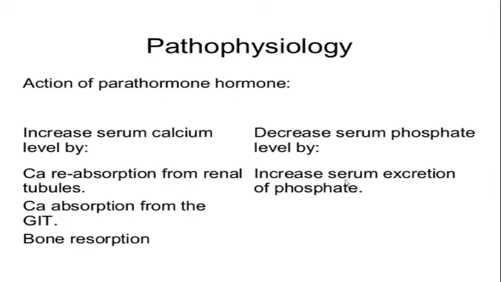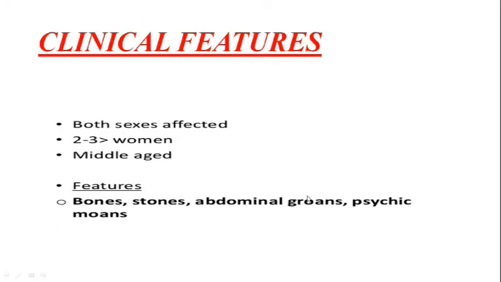So as you know, this increases the calcium level by reabsorption from the renal tubules and GIT and bone resorption, and decreases serum phosphate level by increased excretion of the phosphates. Clinical features: both sexes can be affected, more common in women, and especially in middle age, or maybe above 40 and 50. And the landmark features are basically related to the bones, the stones, abdominal groans, and psychic moans.